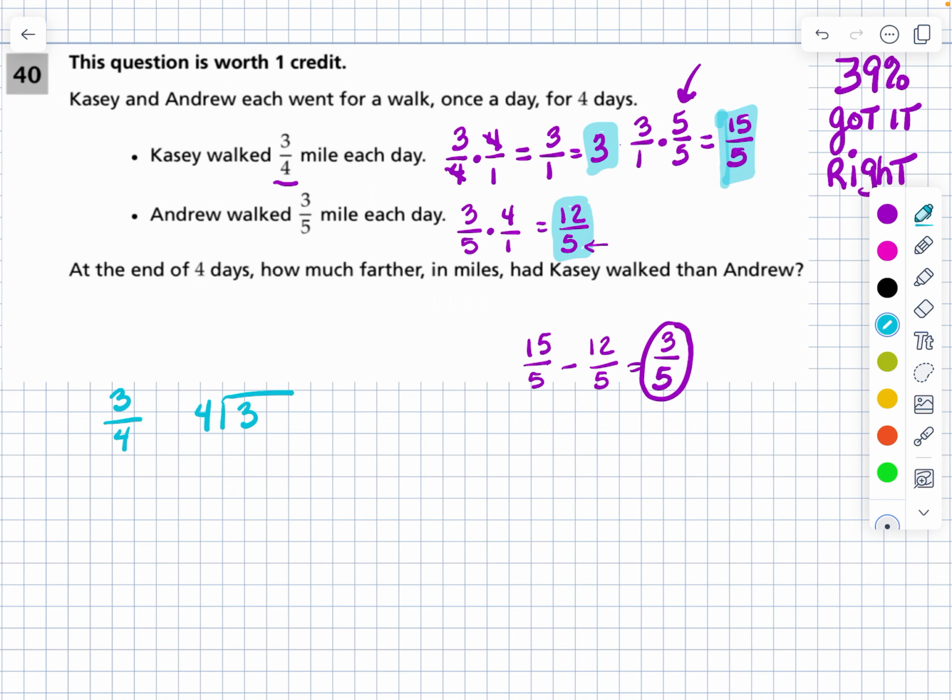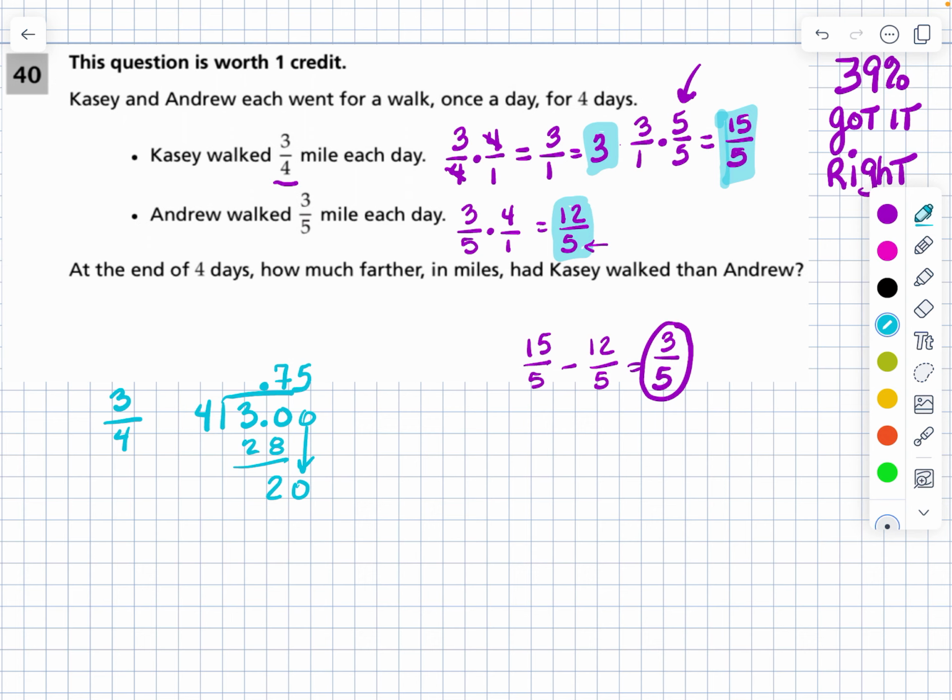4 goes into 3. Well, it doesn't go into 3, but it will go into 30. 4 times 7 is 28. And we're left with 2, and I can add another 0. And 4 goes into 20 5 times. So 3/4 is equal to 0.75. Let's put a pin in that for a second.